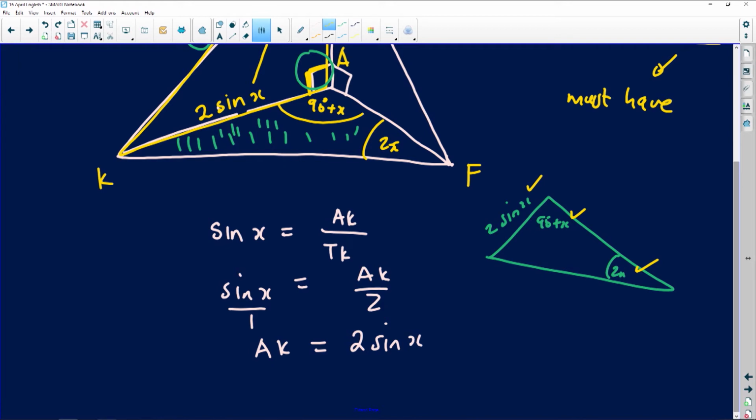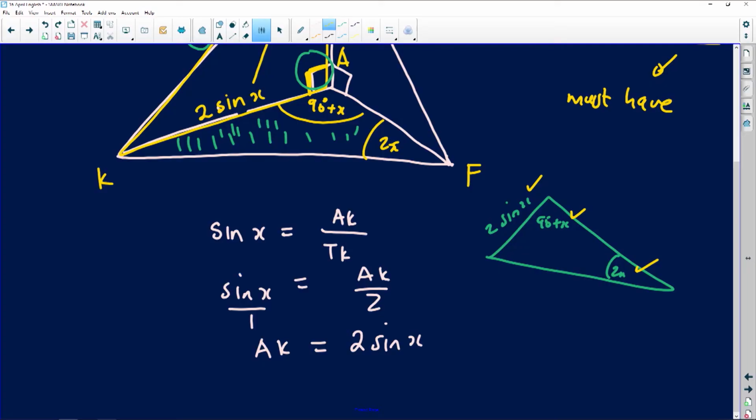Right, so the next question says we need to calculate the numerical value of kf. They want us to find kf now. So step 1, locate where this kf is. And then after finding it, you ask yourself, is it lying in a triangle that has at least 3 things on it? Once it does, then you can apply either the cosine rule or the sine rule to figure out the length of that particular side. So let's see what we can do in this case.